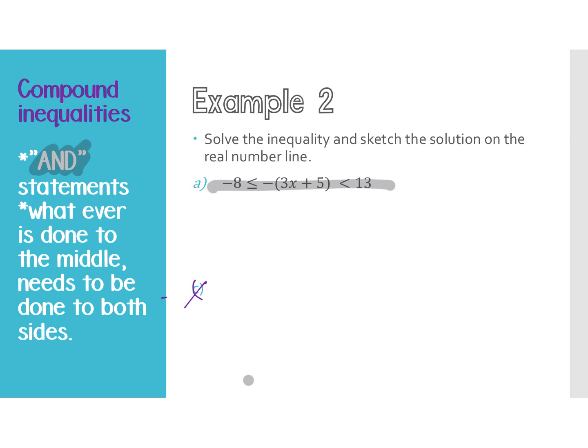So if I wanted to solve this inequality, what's one way to do it? Distribute the negative? So I could do negative 8 less than or equal to negative 3x minus 5, which is less than 13. Then? Good. Negative 3 less than or equal to negative 3x, which is less than 18. Last step? Divide by negative. Good. And when we divide by the negative, we got to remember? Flip our signs.